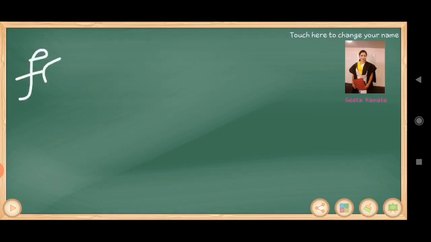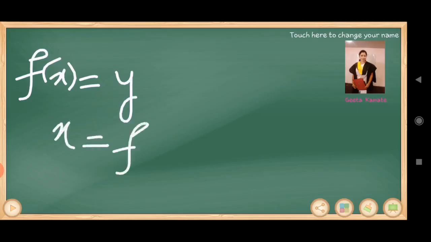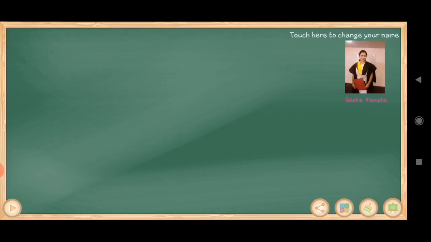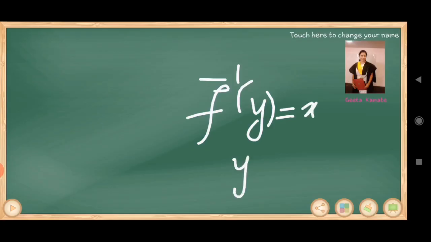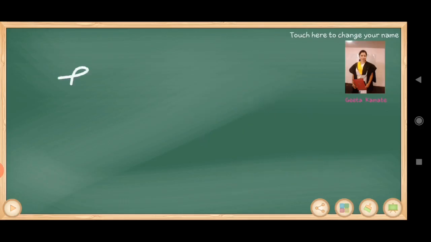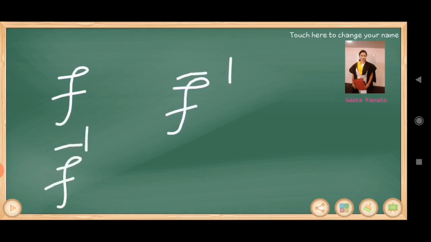So it holds good both ways. When f of x is equal to y, I bring this f to the right hand side, it becomes f inverse of y. Or if you have f inverse of y is equal to x, then y is equal to, bringing f inverse to the right hand side, f of x. Means when you take f to the right hand side, it becomes f inverse, and when you take f inverse to the other side, it becomes f. This is another thing you should remember. This is what the inverse of a function is.